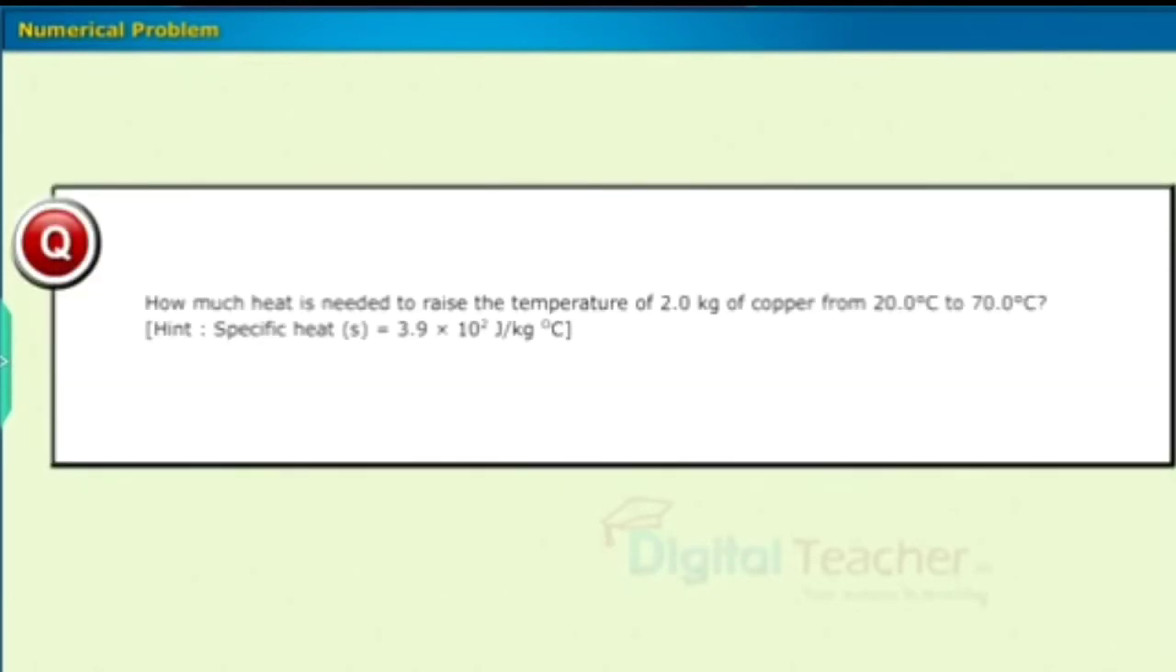Numerical problem. How much heat is needed to raise the temperature of 2 kg of copper from 20 degrees Celsius to 70 degrees Celsius? Hint: specific heat is equal to 3.9 into 10 square joules per kg degrees Celsius. Click the tab to view the solution.